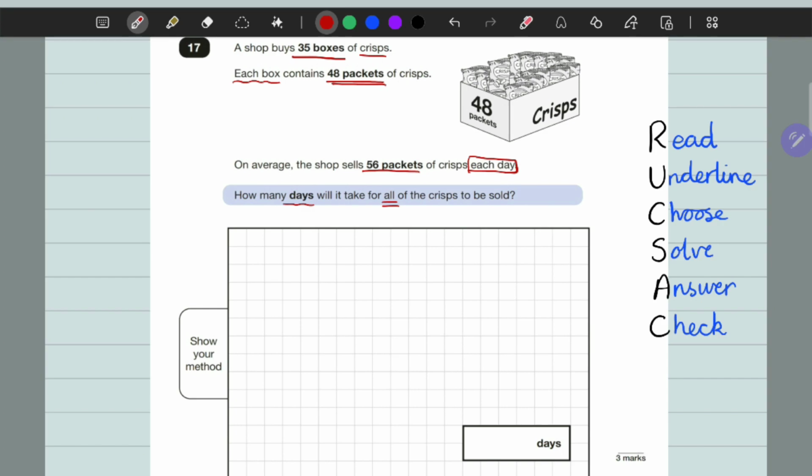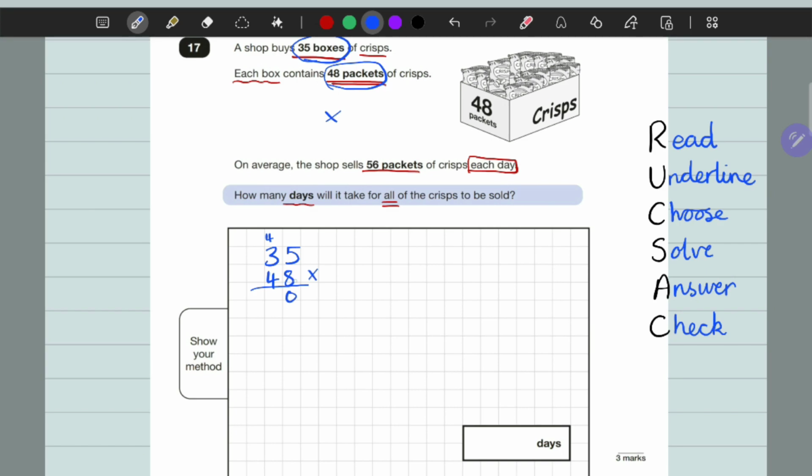Now first I need to find out how many packets of crisps there are in total. So I need to multiply my packets of crisps in each box by the amount of boxes of crisps that I've got. So I'm going to do 35 multiplied by 48. Okay, 5 multiplied by 8 gives me 40. My 4 goes up here.